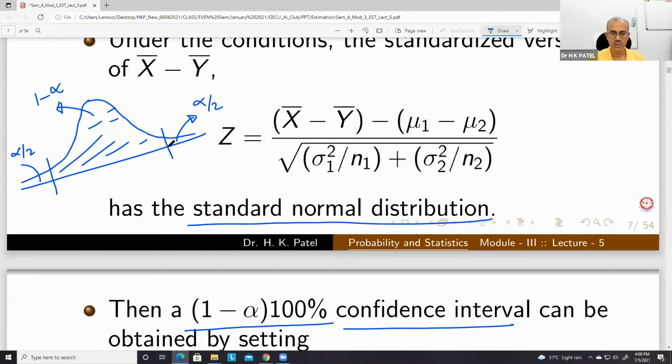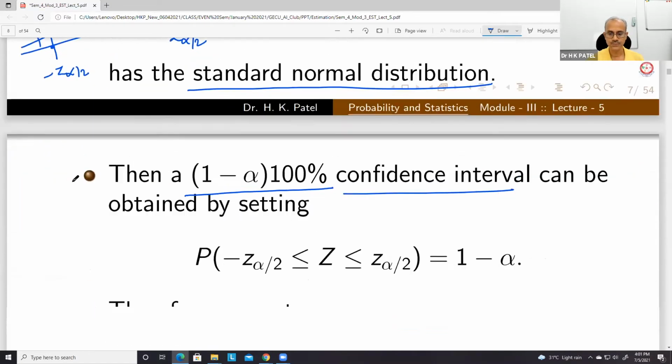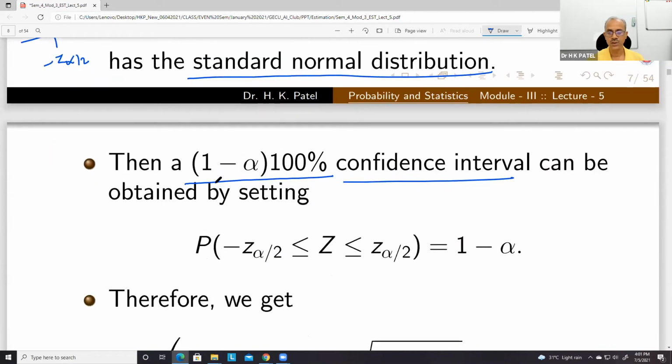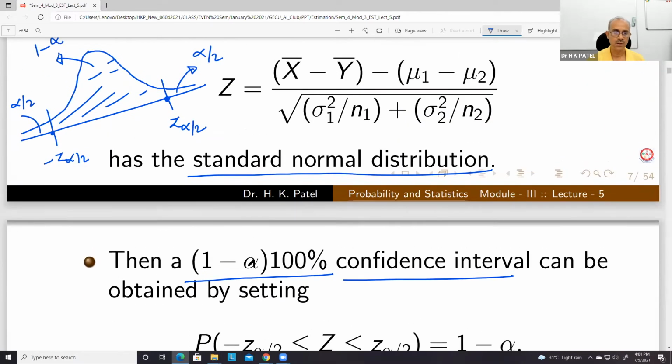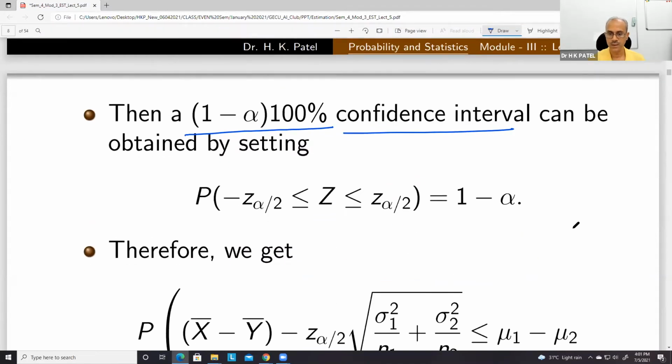So this is the point denoted by Z alpha by 2 in case of normal curve, and this is the point minus Z alpha by 2 because the curve is symmetric. So just what I have said, between minus Z alpha by 2 and Z alpha by 2, the area or the probability is 1 minus alpha. So we take this one.